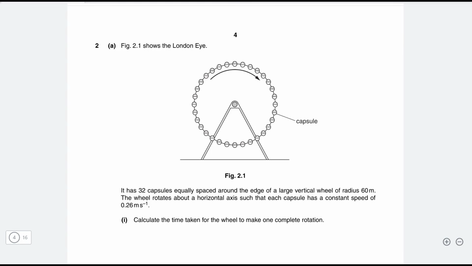Today we're going to be solving some practice questions from OCR Physics on Circular Motion. The questions are always applicable to all exam boards. So if you're doing AQA or Edexcel or any other exam board, then this will be very valuable practice.